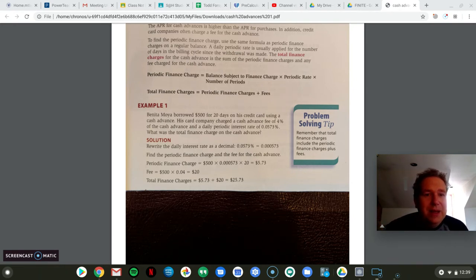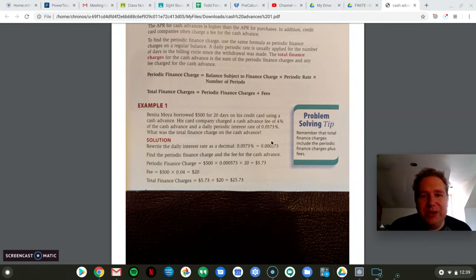Okay. So we have Benita, who borrowed $500 for 20 days on his credit card using a cash advance. In other words, he put his credit card in the ATM, put the PIN in that they gave him. Out comes $500 cash. Yay, except he has to pay it back. It's not really his money. He paid it back 20 days later. So he borrowed $500 for 20 days on the credit card using a cash advance.